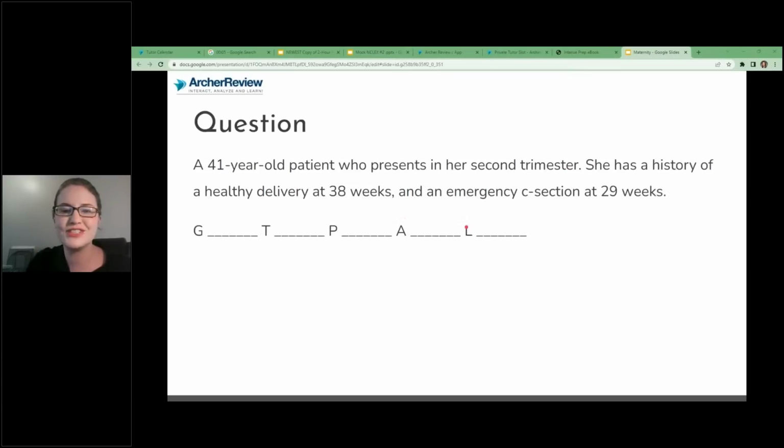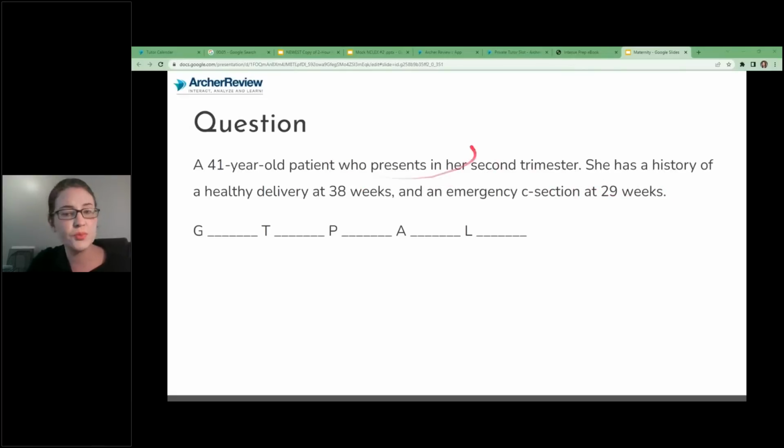Finally, how many living children are there? How many living children? Good. I would assume 2 would be the answer. They didn't really tell us the outcomes of these deliveries, but I would assume both children survived. So the 38-weeker was a living child, and I guess I would assume the 29-weeker was also a living child.